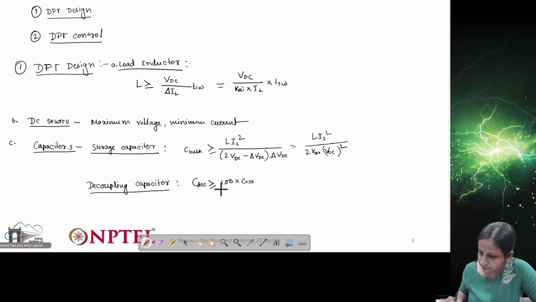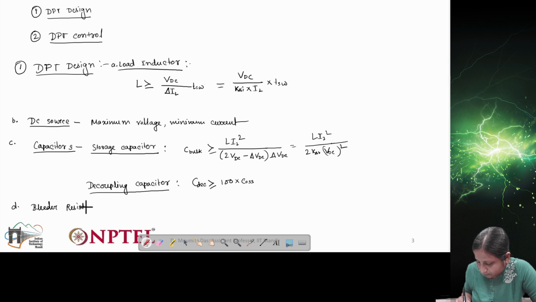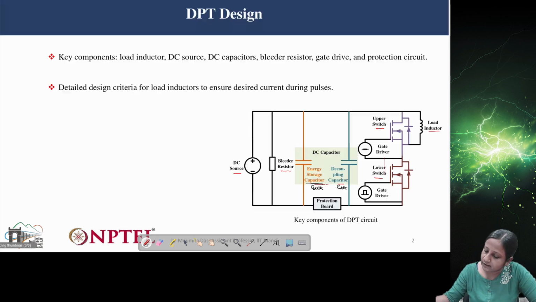Okay, so three components are there. The last component is the bleeder resistor. This is a simple resistor. Why do we need this resistor? You can see in the previous slide, the bleeder resistor is connected across the DC source.